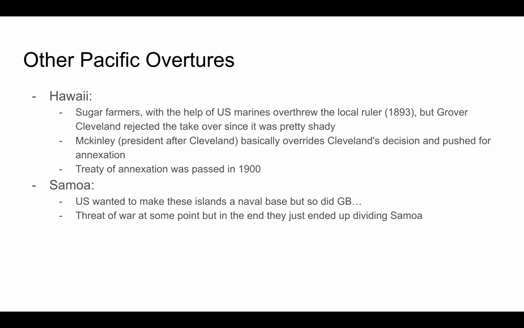Other Pacific overtures. Hawaii. Sugar farmers, with the help of U.S. Marines, overthrew the local ruler in 1893, but Grover Cleveland rejected the takeover since it was pretty shady. McKinley, who was the president after Cleveland, basically overrode Cleveland's decision and pushed for annexation, and the Treaty of Annexation was passed in 1900. Samoa. The U.S. wanted to make these islands a naval base, but so did Great Britain. There was a threat of war at some point, but in the end, they just ended up dividing Samoa.